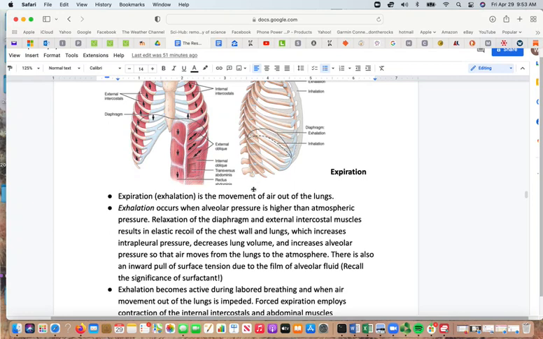So when you relax the diaphragm and the external intercostal muscles, there's the elastic recoil of the chest wall and lungs. This increases the interpleural pressure, decreasing the lung volume and increasing the alveolar pressure. So the air is going to move out of the lungs into the atmosphere. There's also an inward pull of surface tension due to the film of the alveolar fluid.